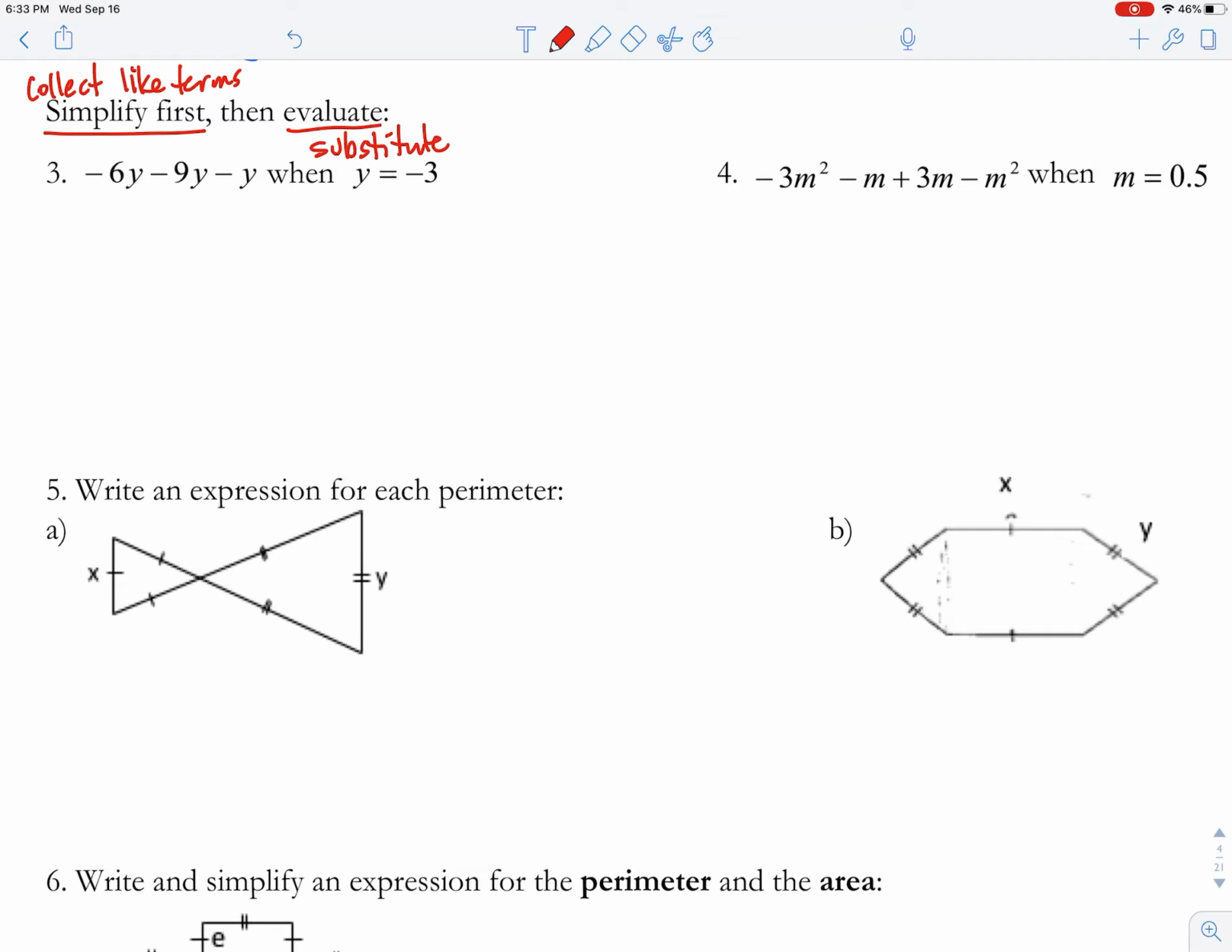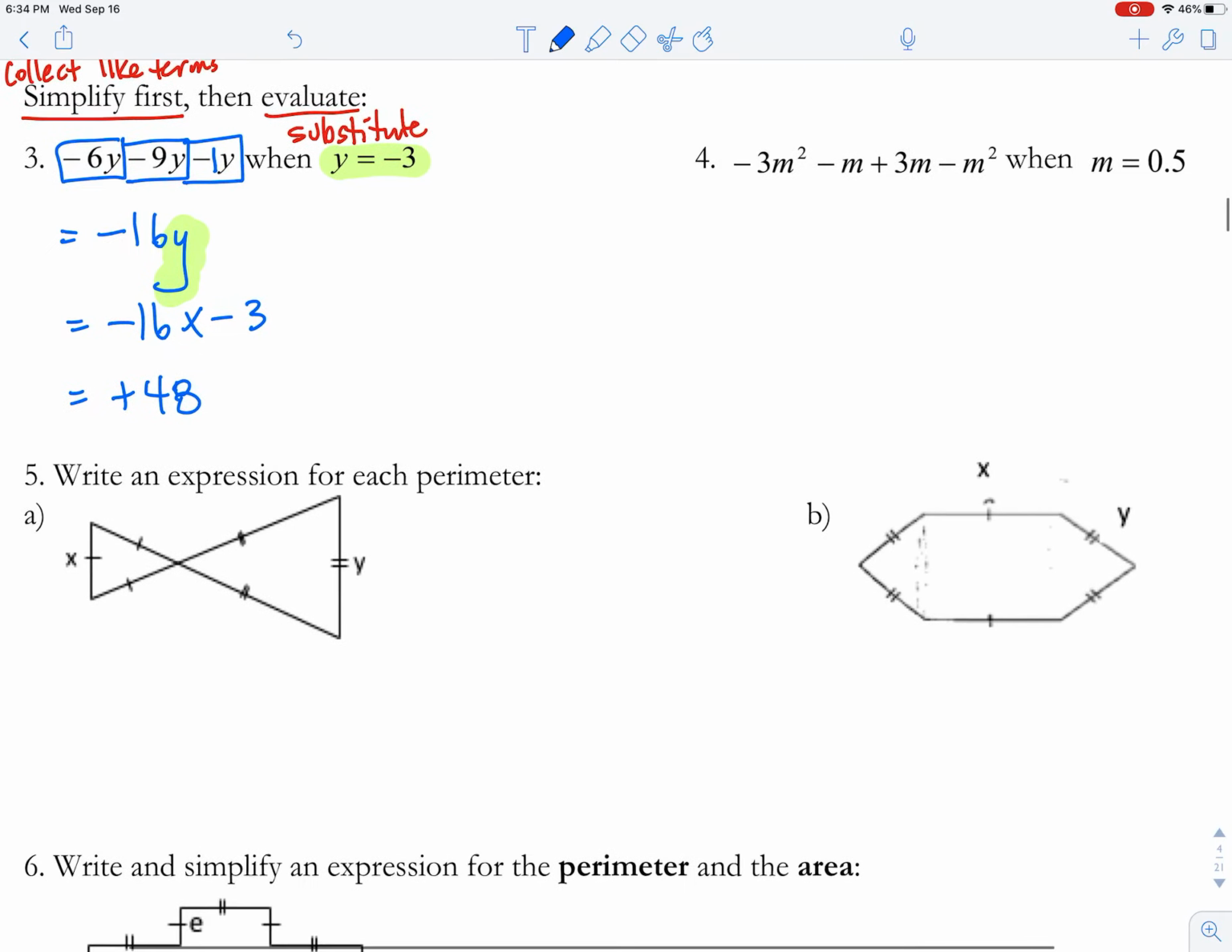substitute. So for question 3, if we were to collect the like terms, I've got minus 6y, minus 9y, so minus 15y, minus 1 more y would give us minus 16y. And then they want to substitute wherever we see a y, we want to replace it with a minus 3. Remember that squish together means multiply, so it's minus 16 times minus 3, so we get positive 48.